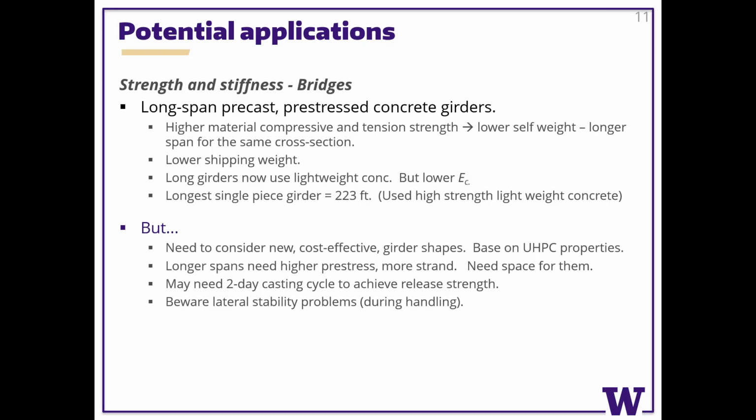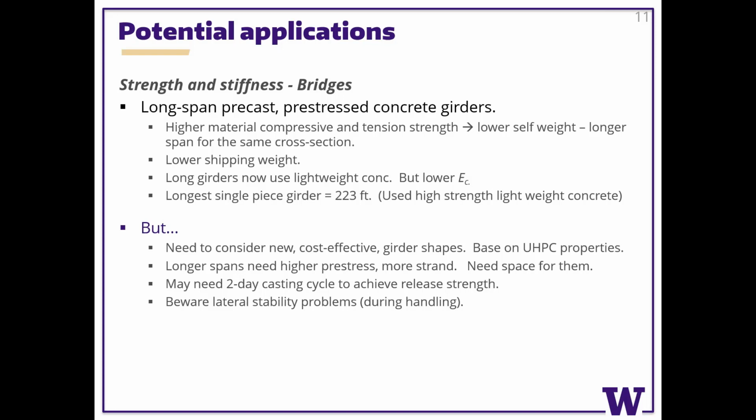And that lightweight concrete comes with a penalty that it has a lower E sub C, the modulus for concrete. So they're somewhat more flexible, you get more pre-stress losses, etc. And if we could use something like UHPC, which does not have a lower EC, it's actually got a higher modulus, then that would be a big advantage.